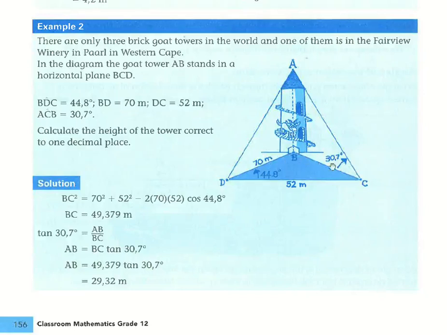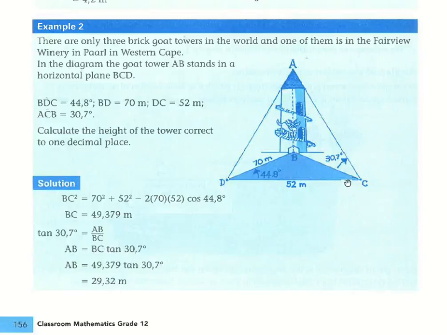So I always write that first. Length BC squared is equal to the other two sides squared added together, so 70 squared plus 52 squared, minus 2 times the two sides multiplied together, cos the angle opposite the side that we want to know. Okay? I plug all of that into my calculator, and I end up getting BC is 49.379 meters. Again, we do not round off now, we only round off at the end. They did say 1 decimal place. We'll talk about that decimal place now, okay?